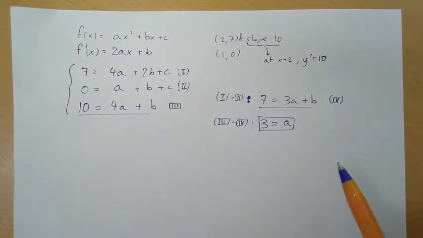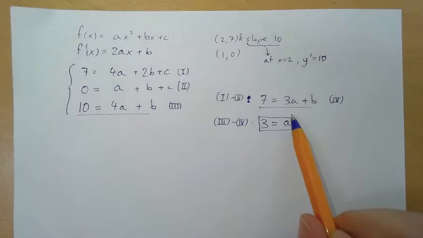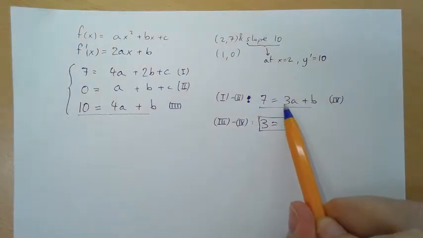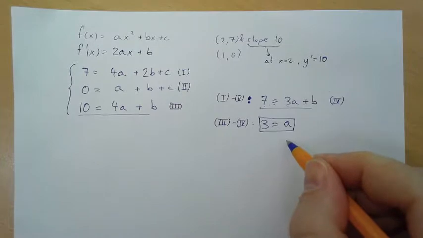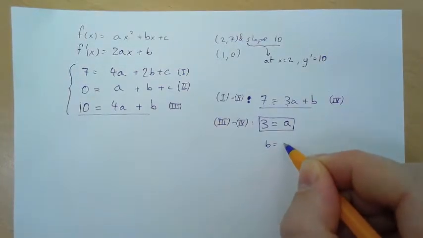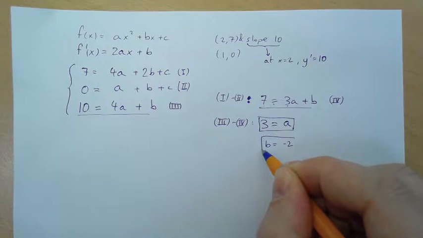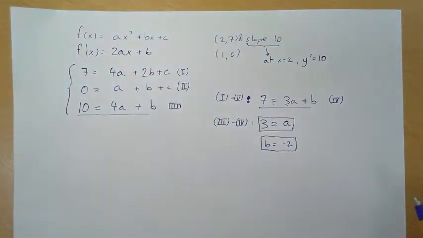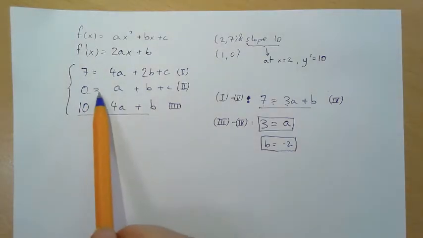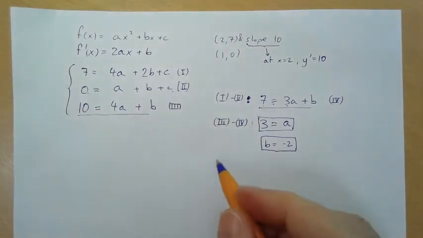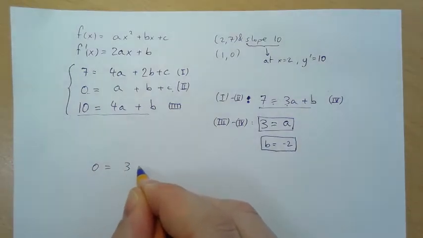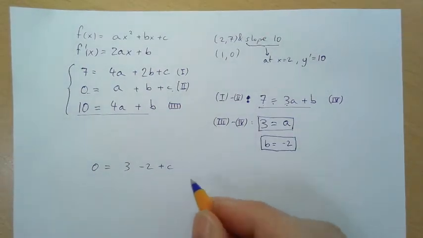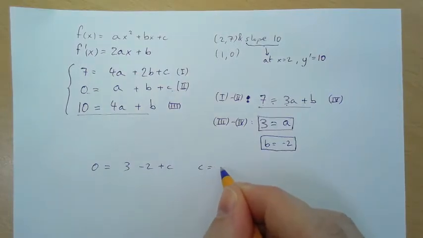Now I need to work backwards. How can I find b? Let's just put a equals 3 here. So 7 = 9 + b. b equals negative 2. And then if I want to find c, I just need to go back one more level. For example, I can go to this one here, maybe. It looks like it's pretty easy. I have 0 = 3 - 2 + c, and so I find c equals negative 1.